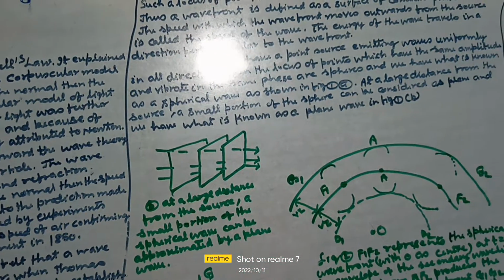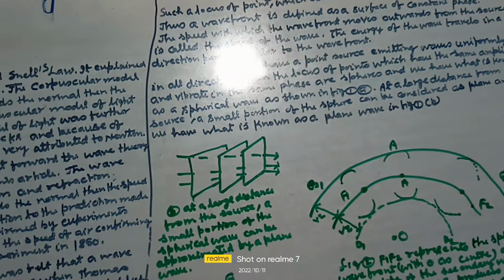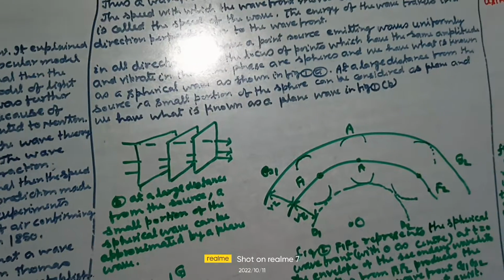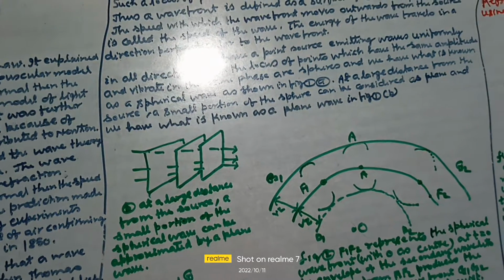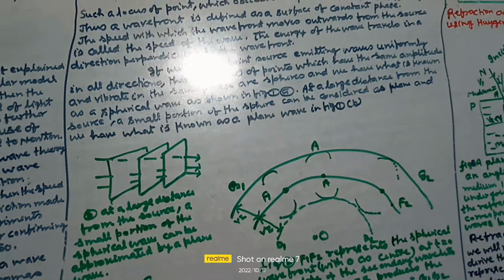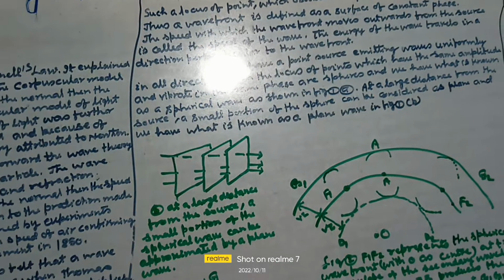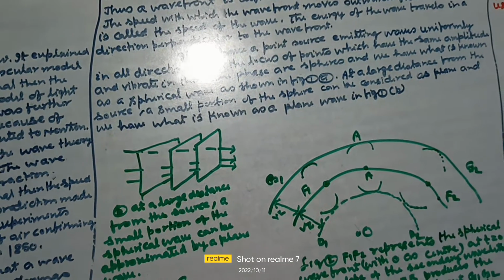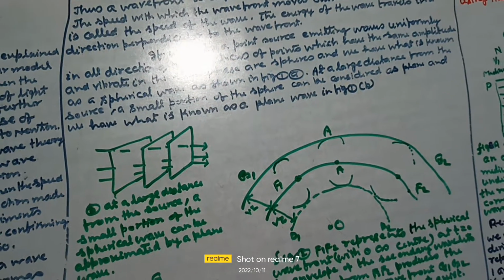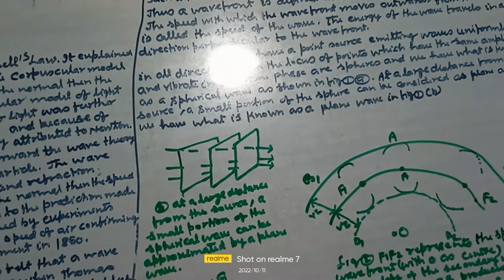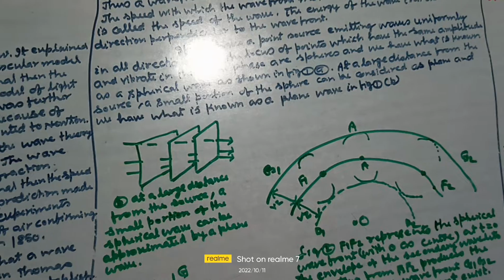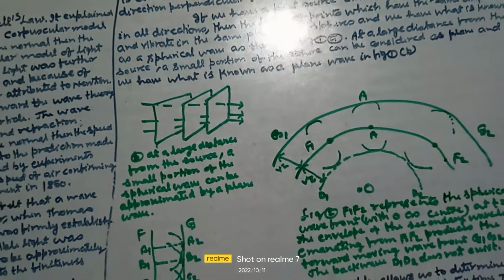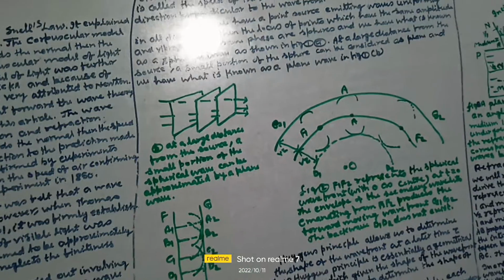If we have a point source emitting waves uniformly in all directions, then the locus of points which have the same amplitude and vibrate in the same phase are spheres. And we have what are known as spherical waves, as shown in figure 1a. At a large distance from the source, a small portion of the sphere can be considered as plane, and we have what is known as a plane wave, in figure 1b.